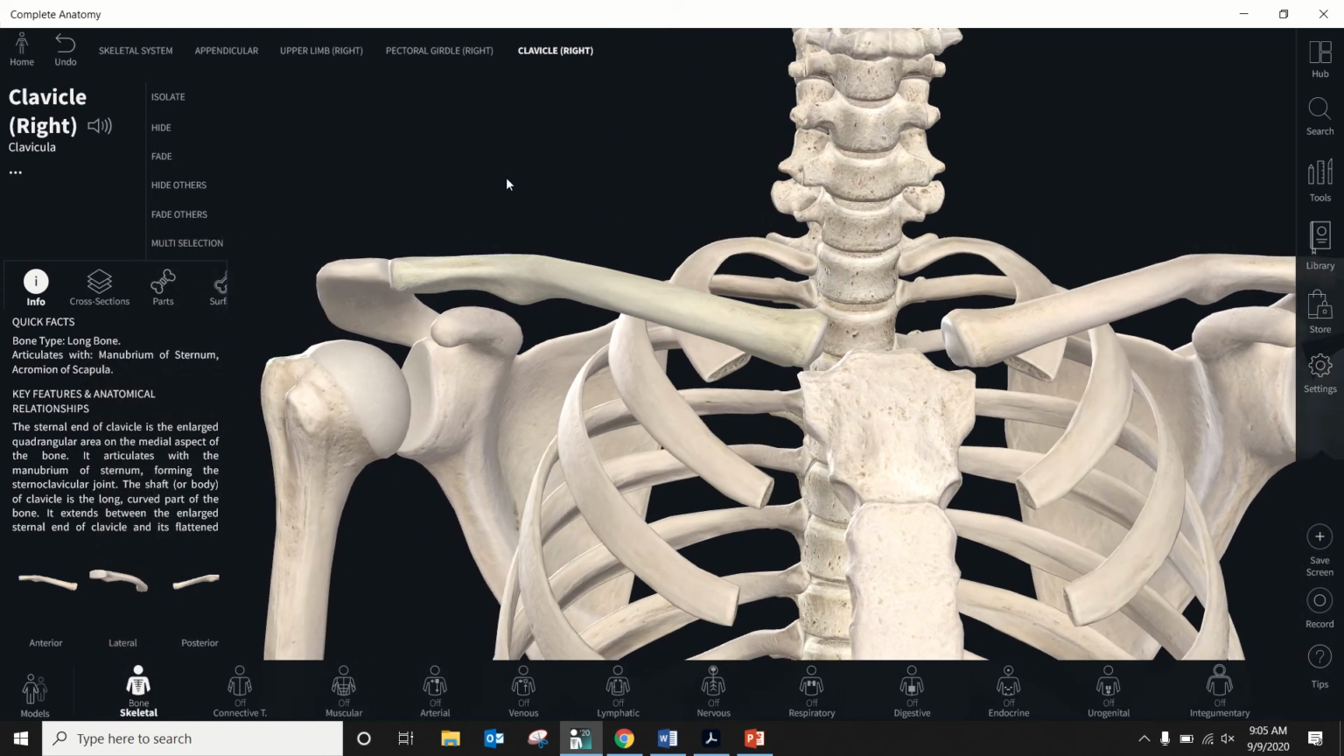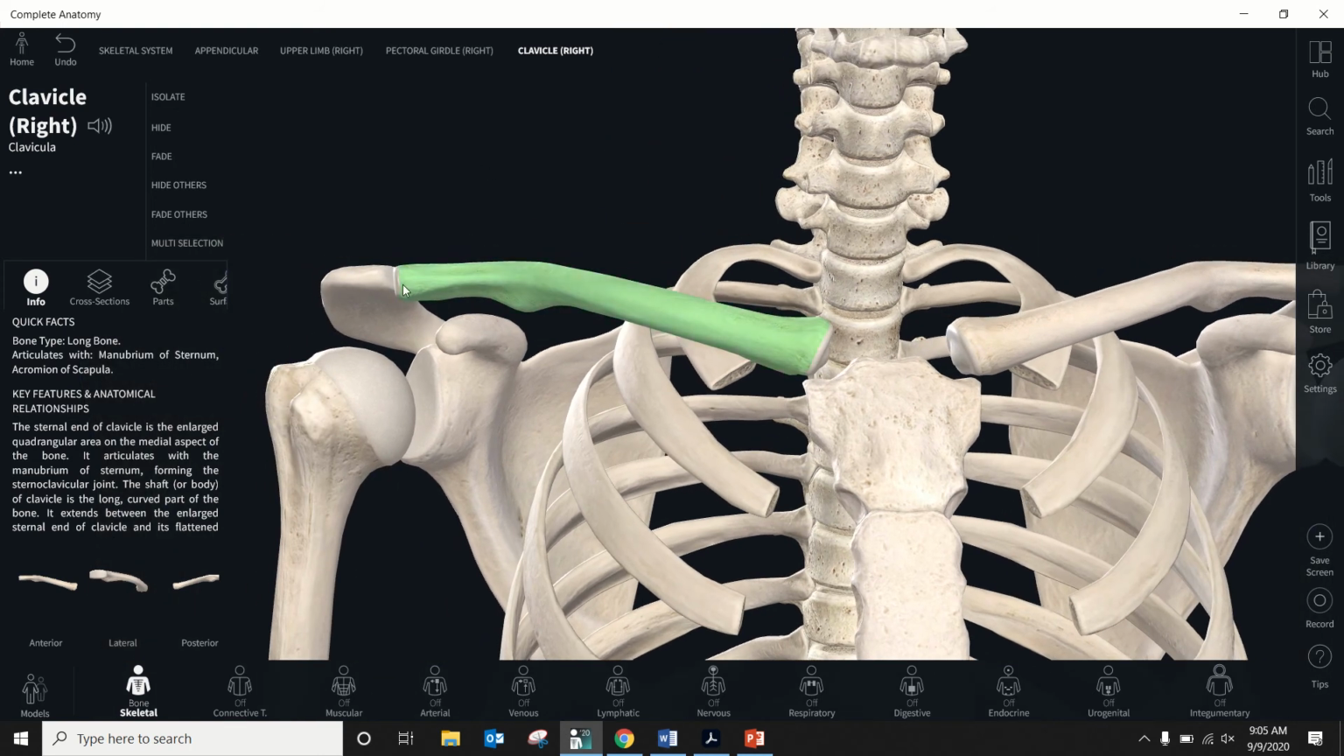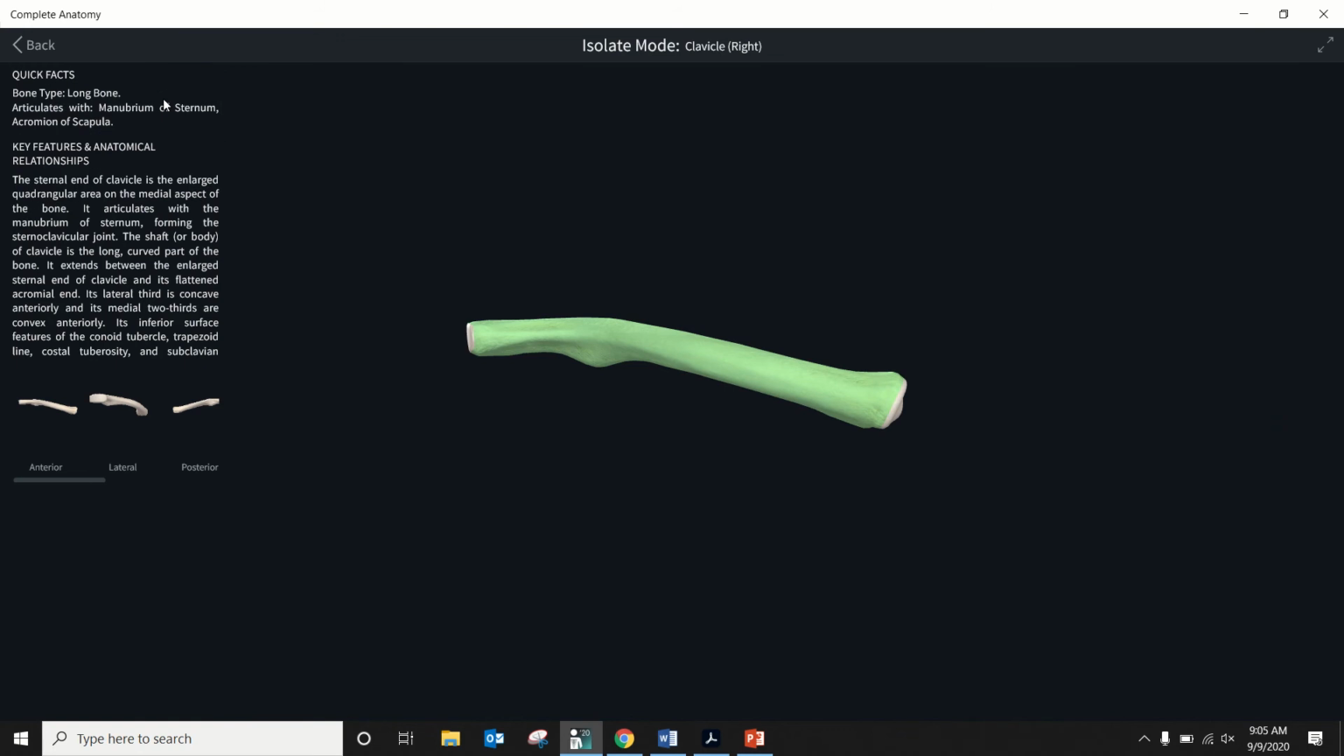All right, so other things. Now we're going to go over here to the lateral or the distal end of the clavicle. Go back to isolating it. That is the acromial end of the clavicle, so that's your second landmark.